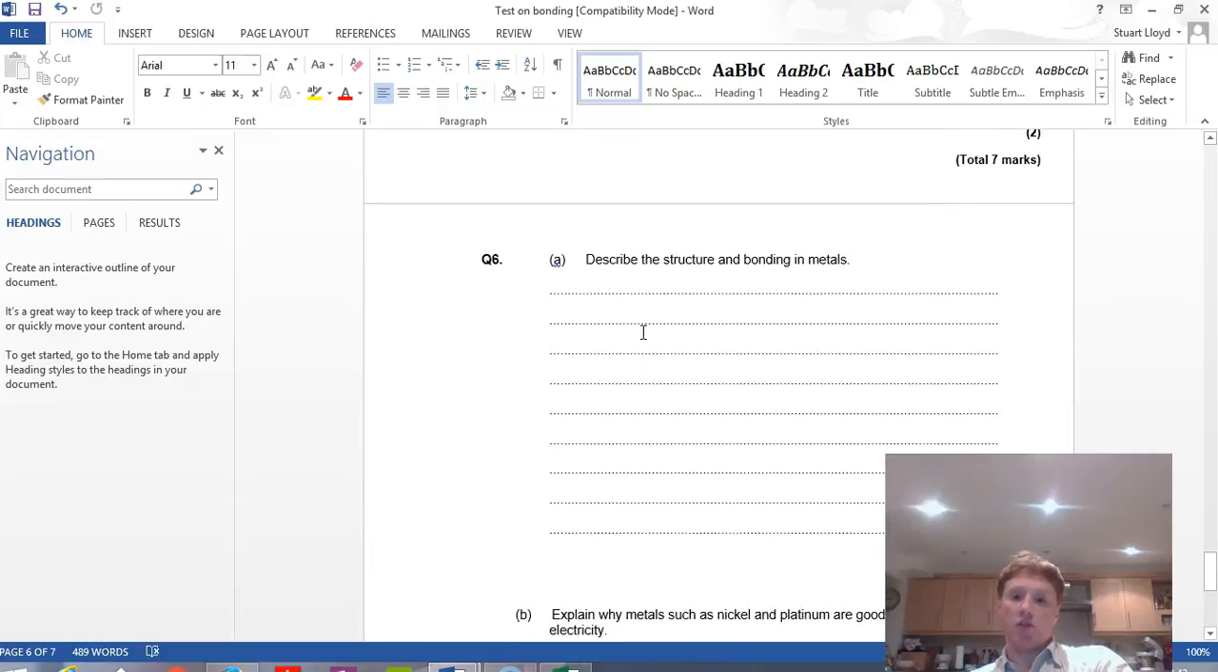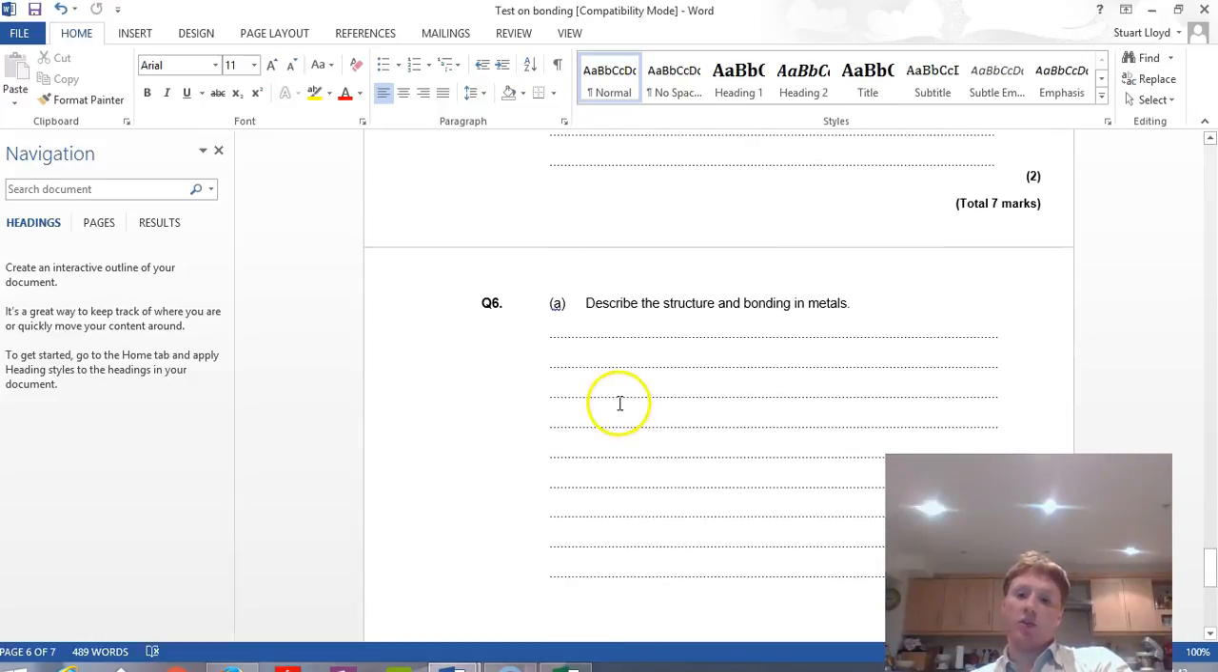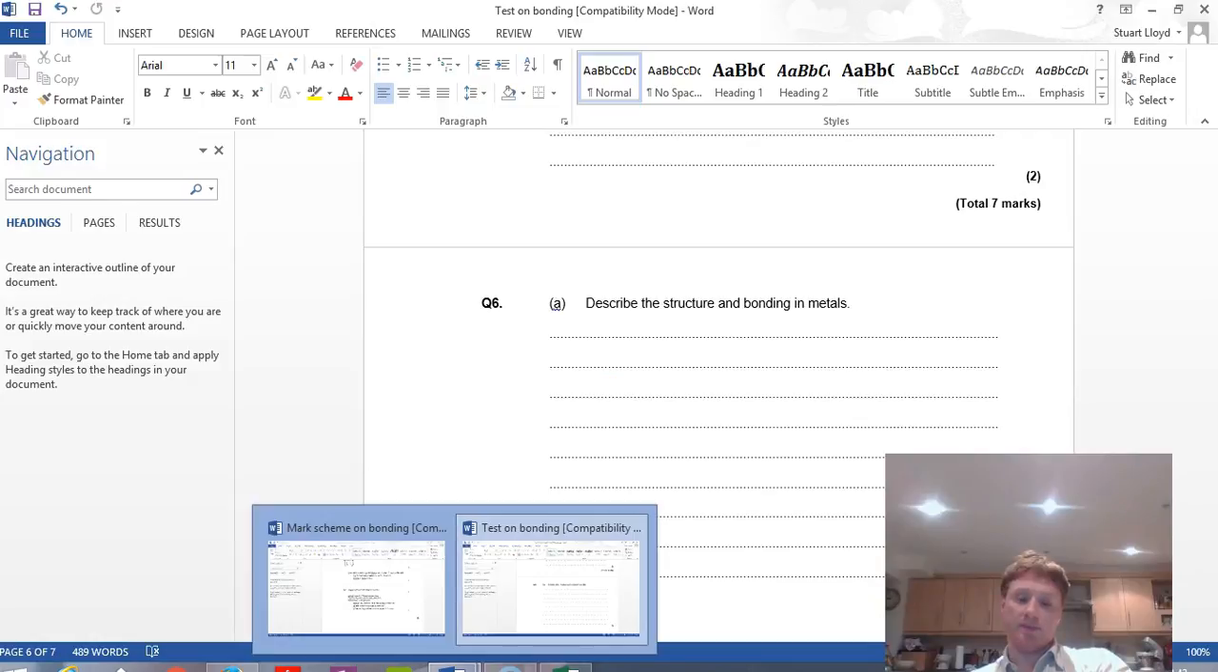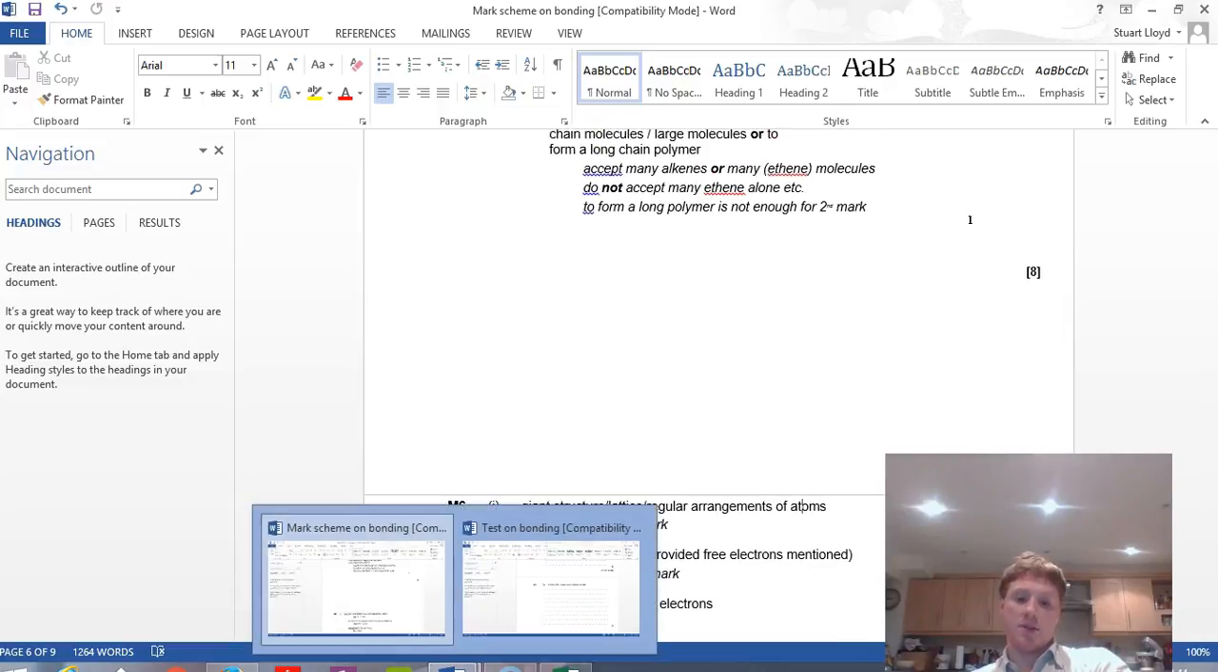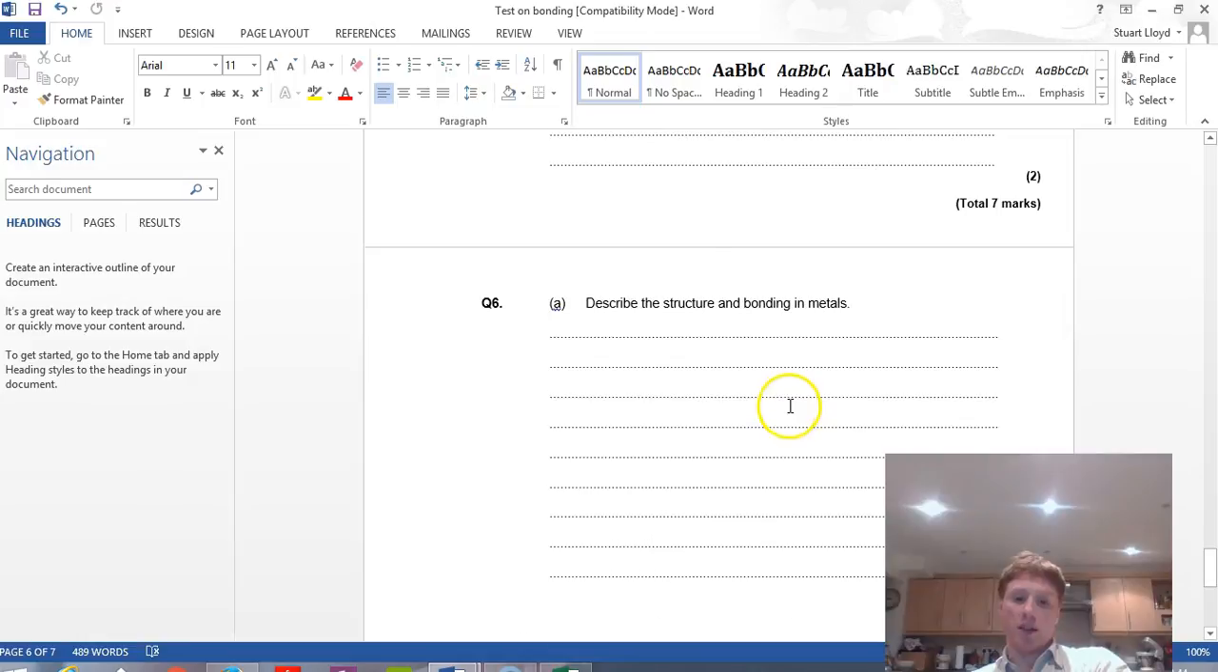Metals. Describe the structure and bonding in metals. 3 marks. Off you go. Right. You get a mark for saying giant structure of atoms or ions, delocalized electrons. There you go. I'm sure if you would have drawn a diagram that would have been fine.